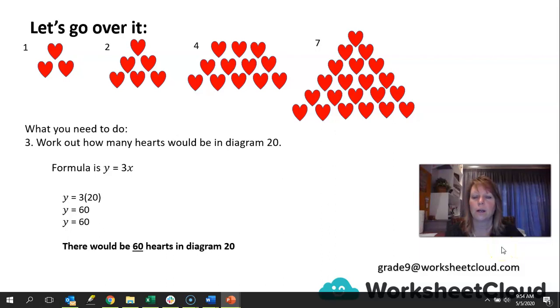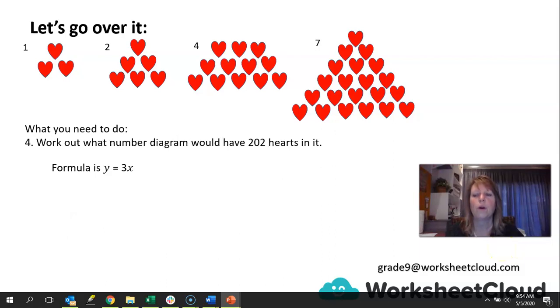Let's look at the last one. Number 4: what do you need to do to work out what diagram number would have 202 hearts in it? Now here there's going to be a little bit of a problem, but don't worry, I will explain it to you. Your formula is y is equal to 3x. Remember, we can put on the plus 0 or we don't have to. It's absolutely fine and totally up to you. We are now going to plug in our y value, which is 202 is equal to 3x. We then have to say 202 divided by 3.